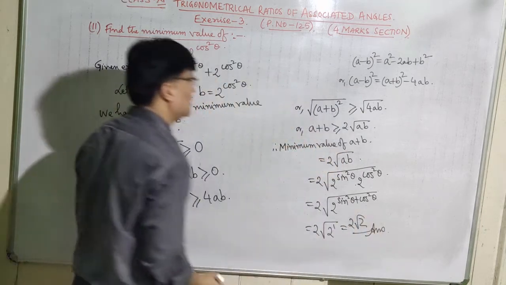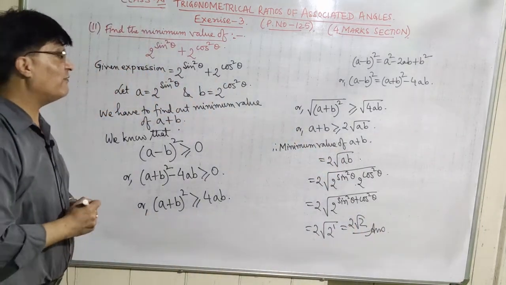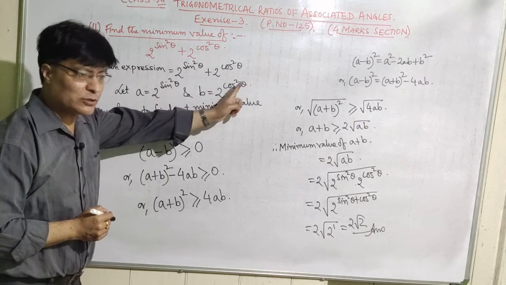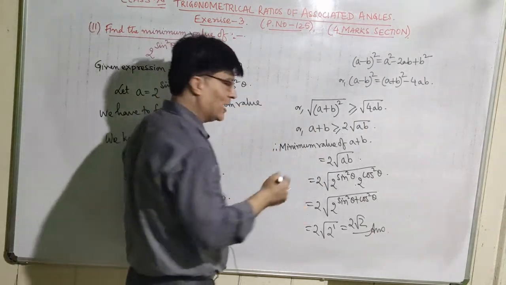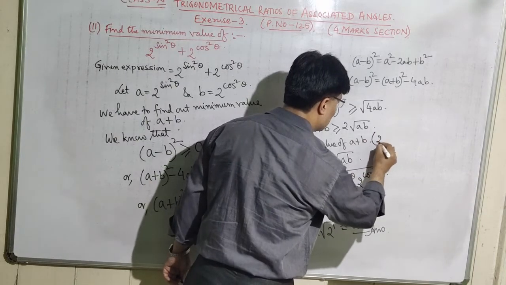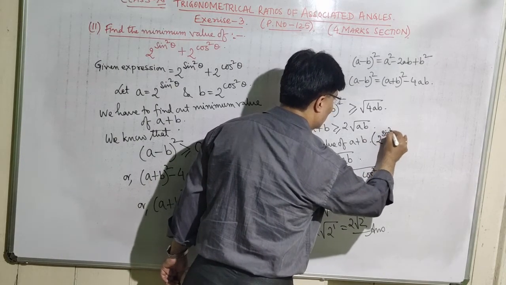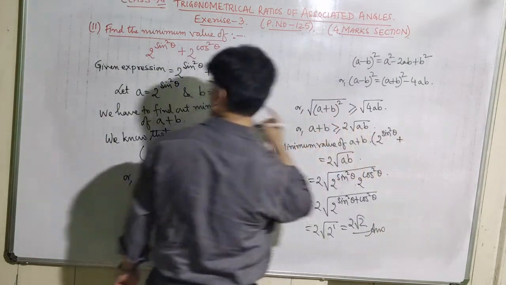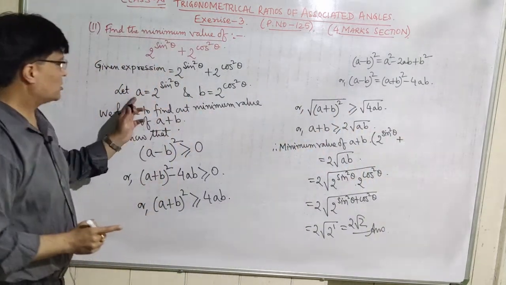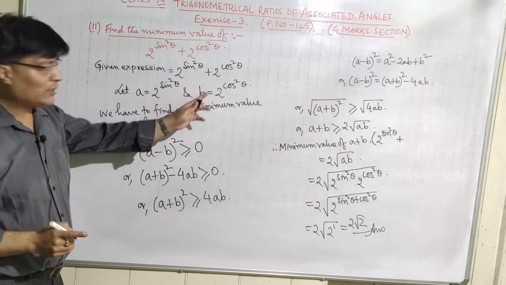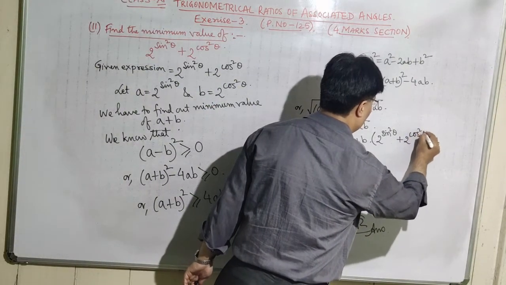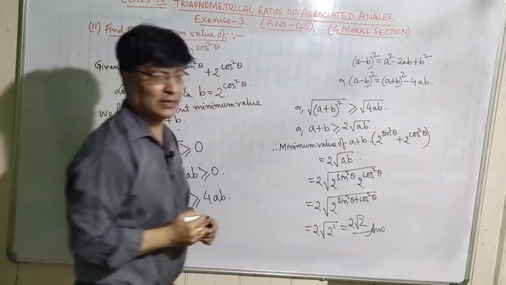That is, the minimum value of 2 to the power sin square theta plus 2 to the power cos square theta is 2 root 2. Here the value for A is 2 to the power sin square theta, and B is 2 to the power cos square theta.